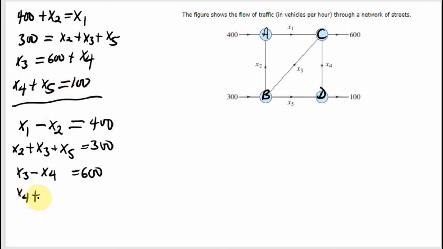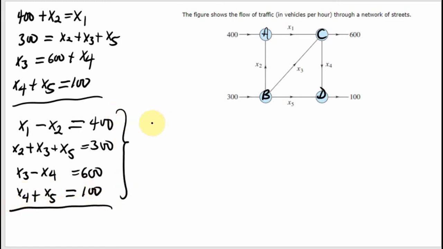X sub 4 plus x sub 5 is equal to 100. I didn't say done forest like a forest or Forrest Gump. I said the last one is done for us. My southern tongue kind of gets twisted sometimes, and the words kind of all go together.